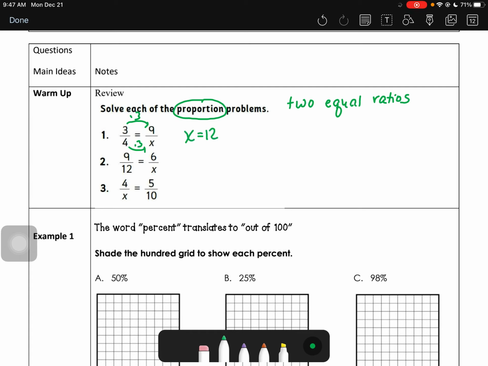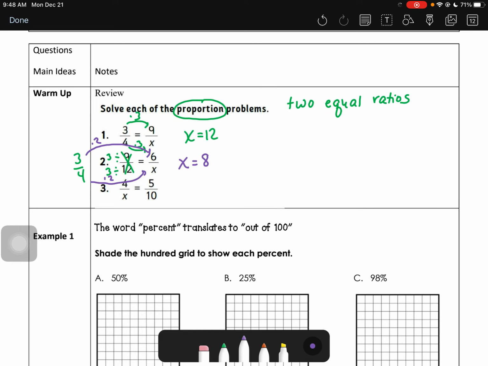In the next example, we want to take a look at what's happening. We have 9 over 12. The first thing I would probably do is to reduce this fraction by 3. So 9/12 when divided by 3 would actually equal 3/4. Then we could use our horizontal method and know that 3 times 2 is 6. So we would multiply by 2 and x would be equal to 8.